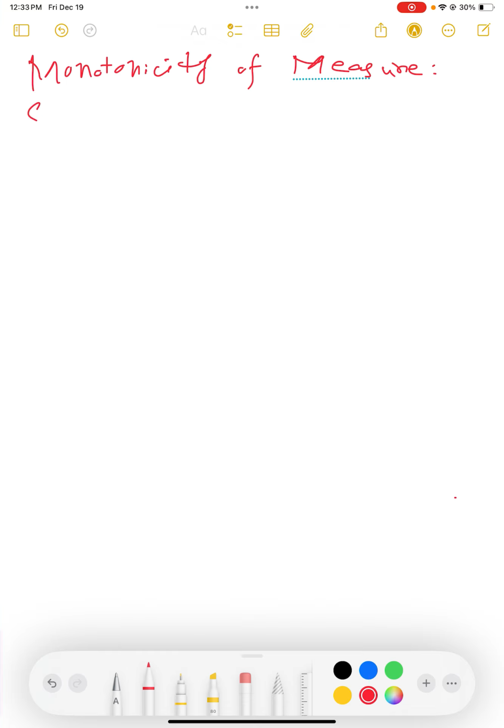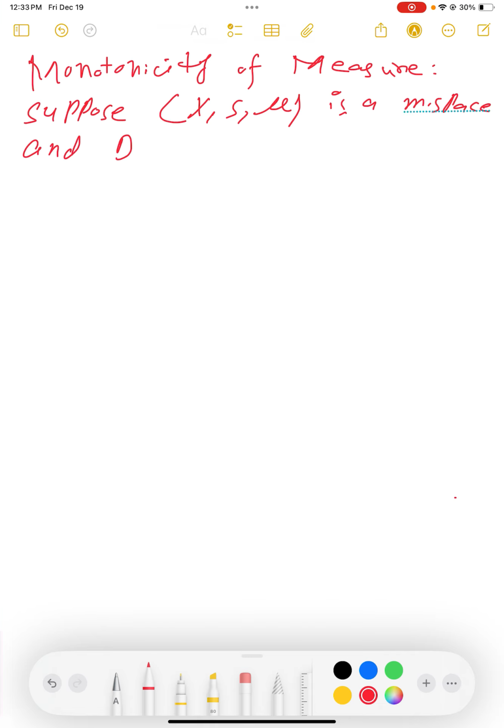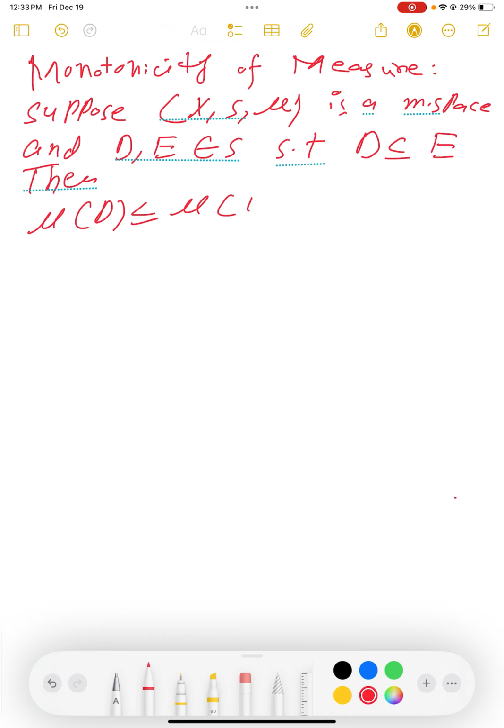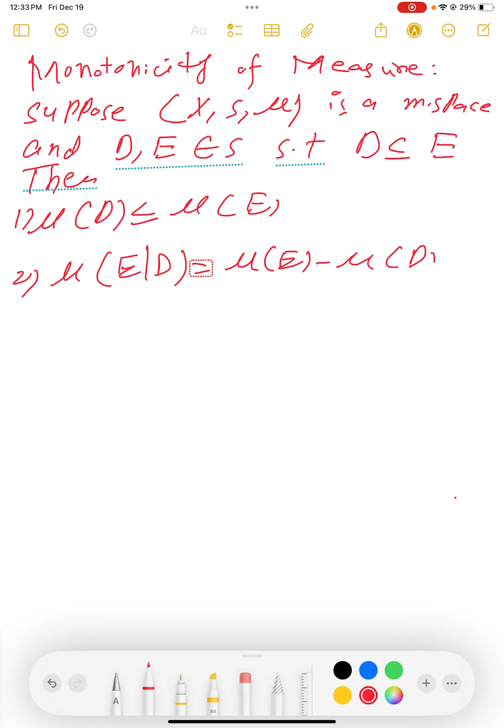So the proposition statement says that, this is a standard setting. Suppose (X, S, μ) is a measure space, and we have two sets. Suppose D, E belong to S such that D is contained in E. Then the measure of D is less than or equal to the measure of E. The second part is a corollary, which says that the measure of E difference D is nothing but the measure of E minus the measure of D, but the condition is that the measure of D should be finite.